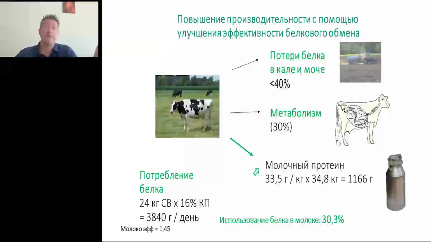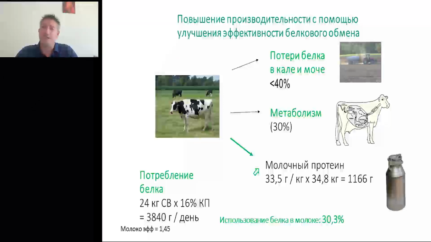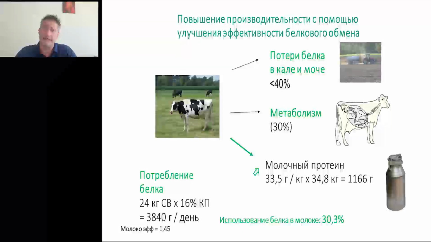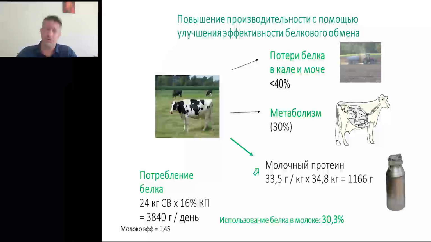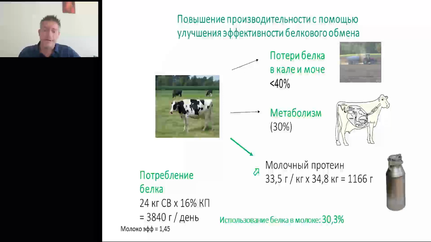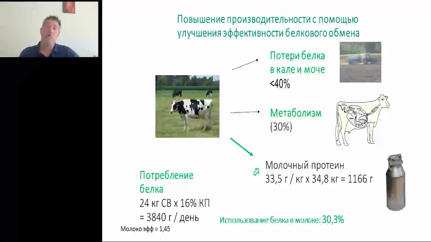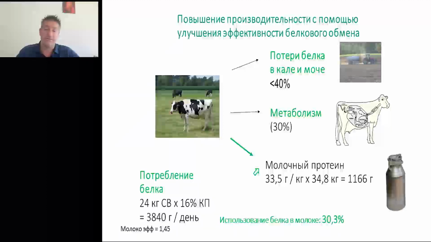The other 70% is lost, 30% for the normal metabolism, for the maintenance, and around 38-40% is lost in the manure with urine and with feces. So this dairy cow needs protein for metabolism, but also loses 1.5 kilograms per day of protein in urine and feces.